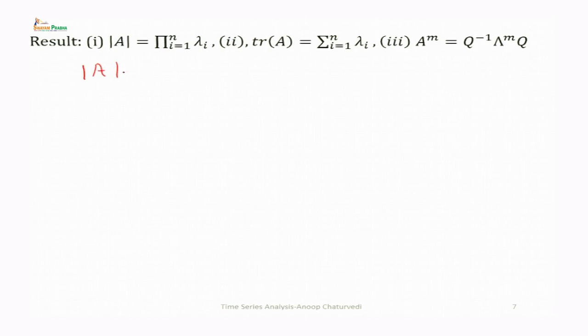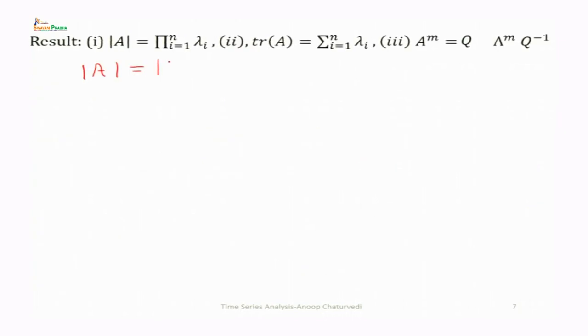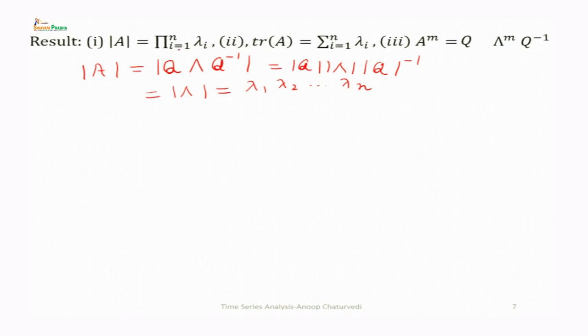determinant value of A is equal to determinant value of, you can write A equal to Q lambda Q inverse. So, this is equal to determinant of Q, determinant of lambda, determinant of Q inverse, and then you get determinant of lambda. And remember, lambda is a diagonal matrix with elements lambda 1, lambda 2, lambda n. So, its determinant value is equal to the product of its diagonal elements, which is equal to product i equal to 1 to n lambda i.